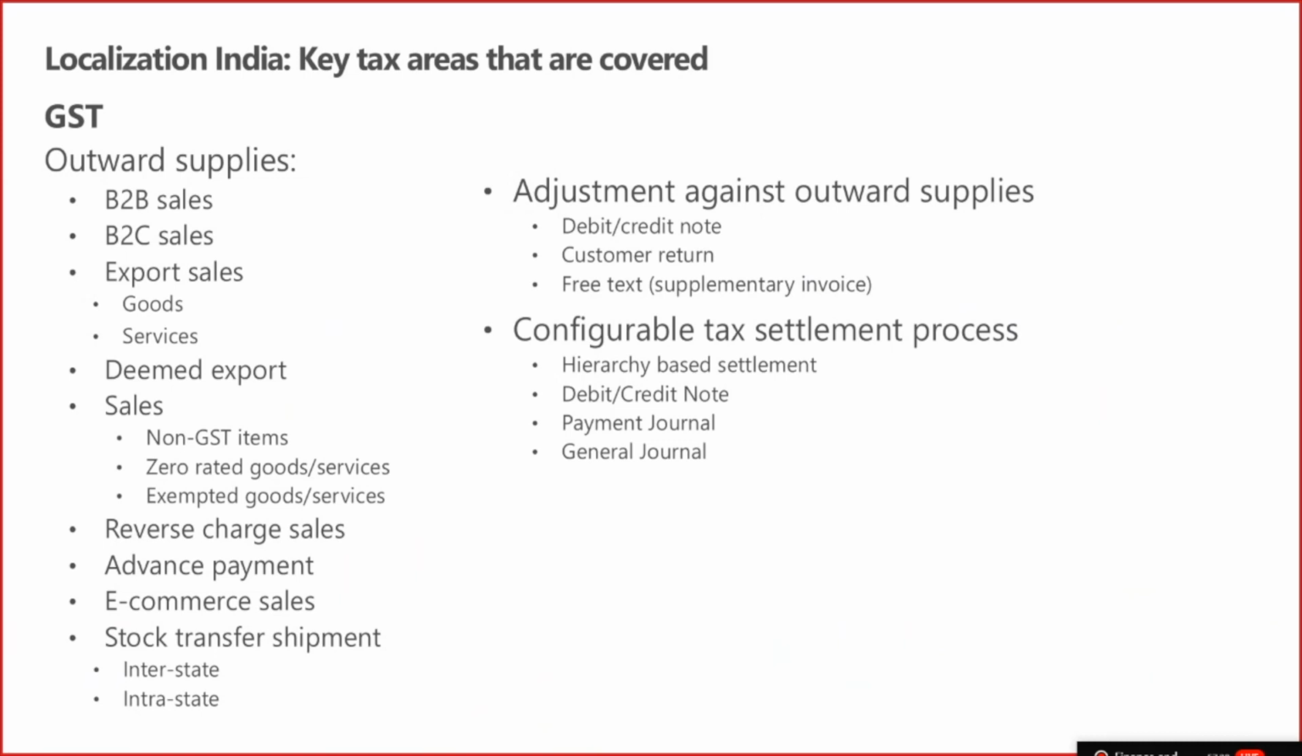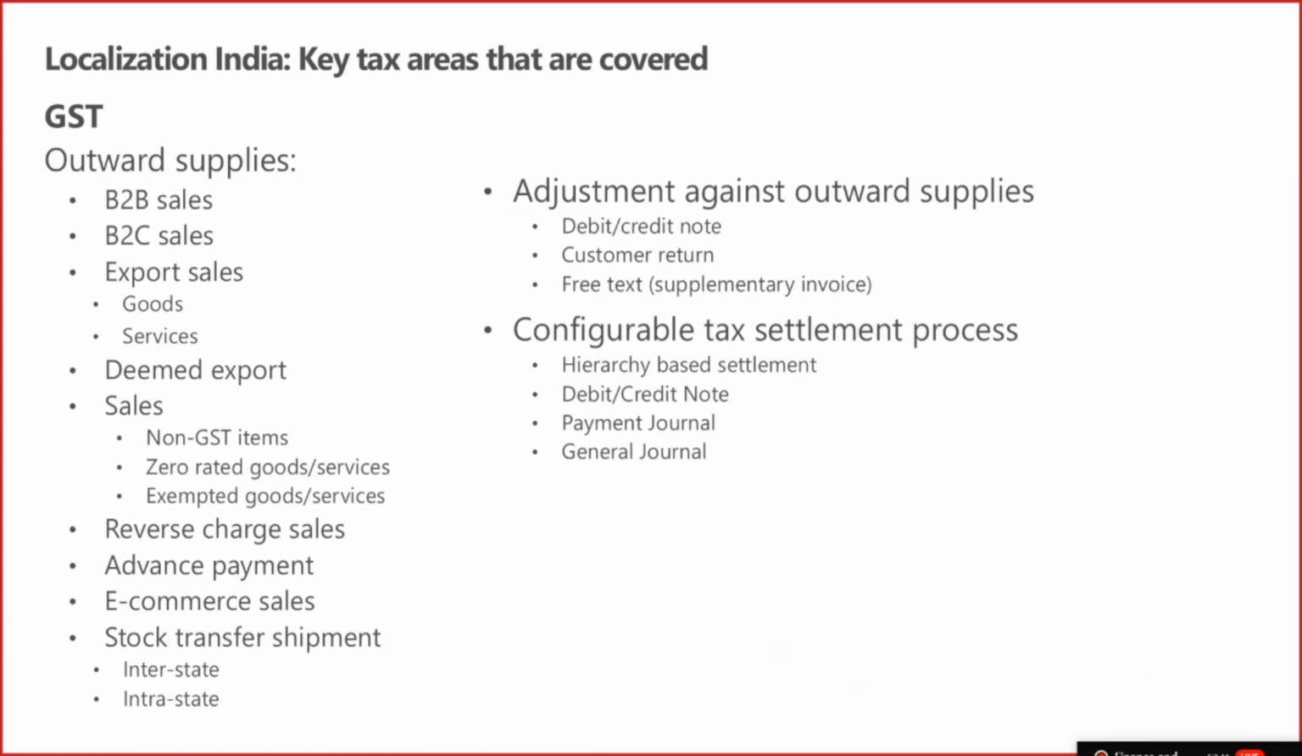Second difference is for services, there is no bill of entry. For goods, when you export it, a shipping bill is required, or a bill of export is required. So these scenarios are taken care of in the application.